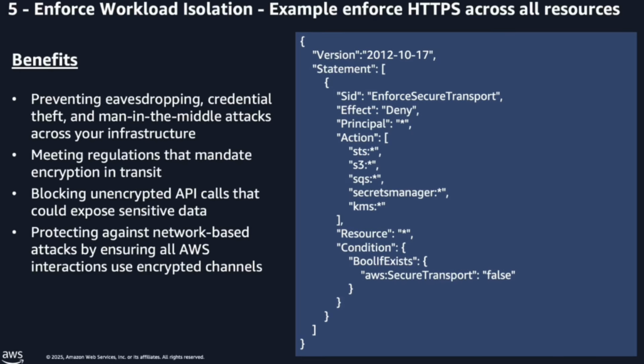For HCLS customers, data must also be encrypted when it's in transit. This RCP enforces workload isolation by requiring HTTPS across all resources. This helps protect against eavesdropping, credential theft, and man-in-the-middle attacks. This is also helpful for meeting regulatory encryption requirements, blocking unencrypted API calls, and protecting against network-based attacks.